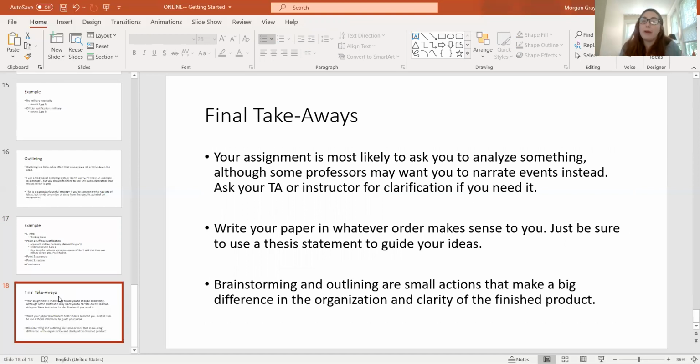Second, make sure to write your paper in whatever order makes sense to you. But always, always, always start with your thesis statement to guide your ideas. It's easier to write if you know what you're arguing. And finally, brainstorming and outlining are little things that make a huge difference. You save yourself a lot of time and a lot of hassle in the editing process just by taking the time out at the beginning to organize yourself.